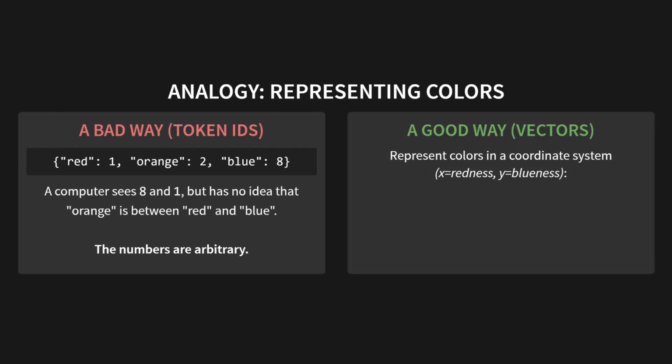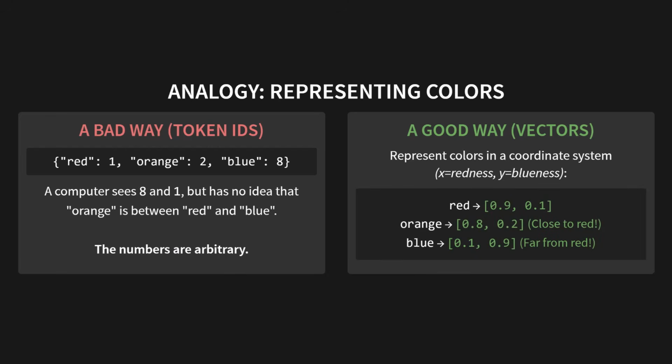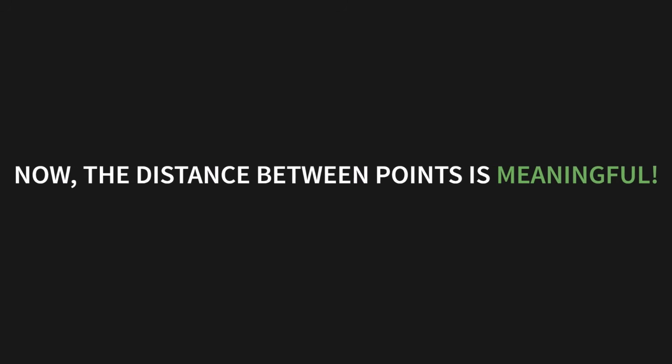Now, a good way would be to use vectors. We can represent colors in a coordinate system. Let's say the x-axis is redness and the y-axis is blueness. In this system, red could be the vector 0.9, 0.1. Orange could be 0.8, 0.2. See? It's super close to red. And blue could be 0.1, 0.9, which is way far away from red. Now the distance between points is meaningful.